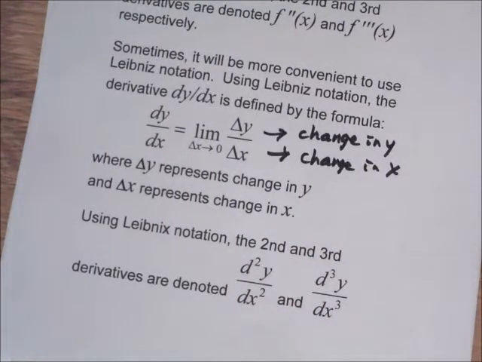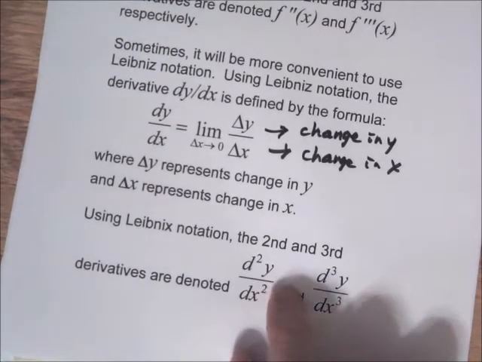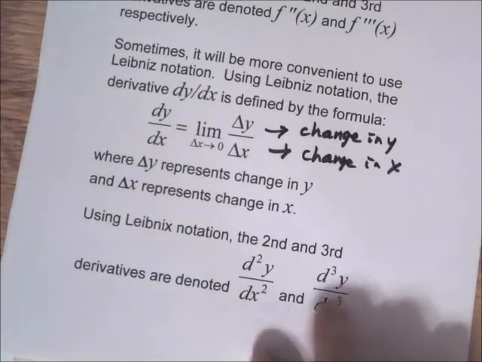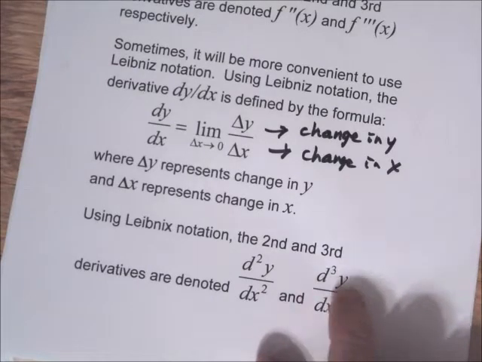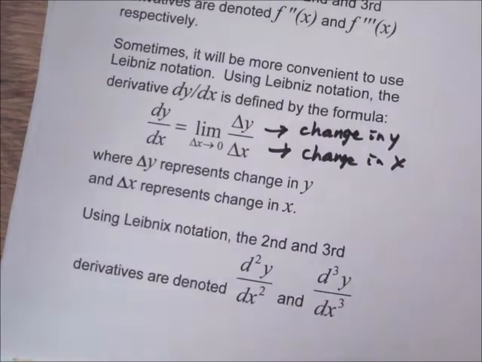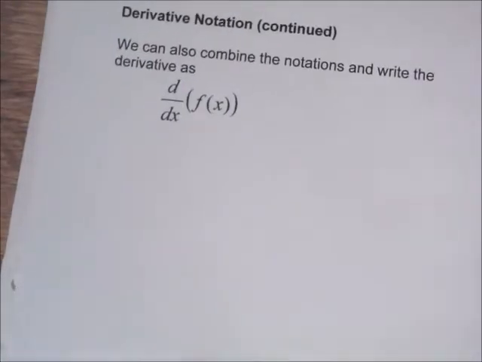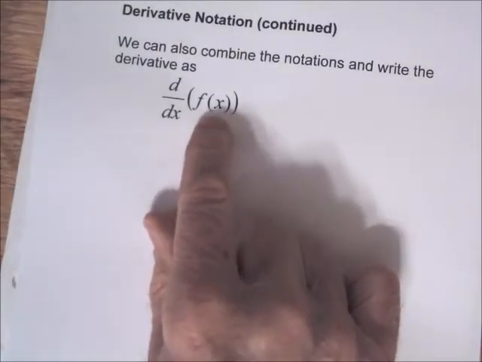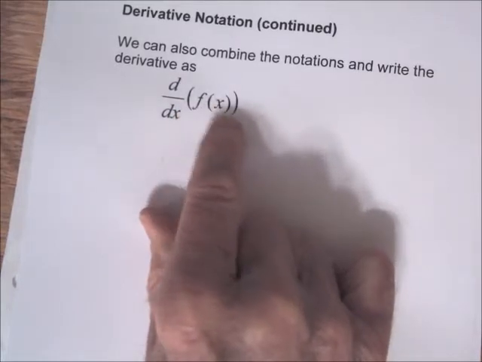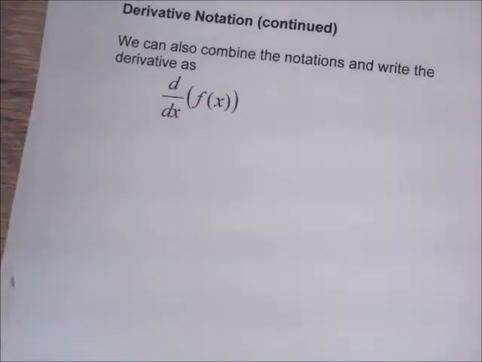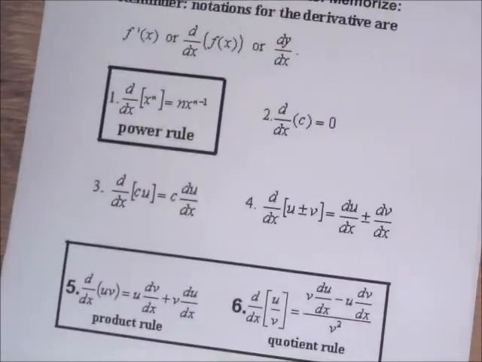And in Leibniz notation, the second derivative is d squared y dx squared, and the third derivative would be d cubed y dx cubed. And so sometimes it's convenient to use Leibniz notation, and sometimes it's actually convenient to combine the two different notations. Instead of writing f prime of x, we could write d dx of f of x, and that means the same thing. And so there are some shortcut rules, and it will sometimes be helpful to express them using Leibniz notation.